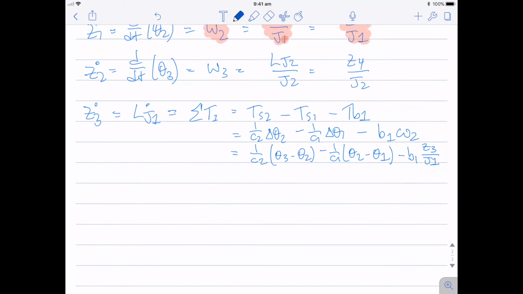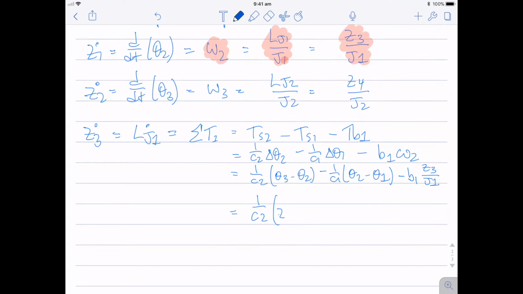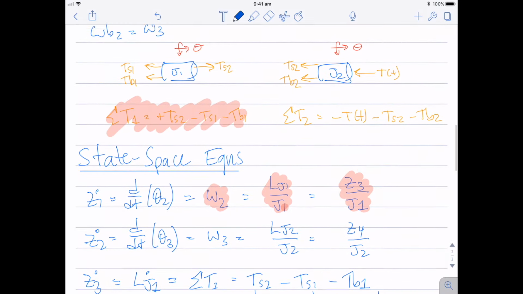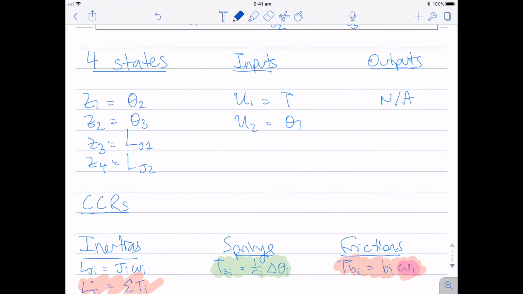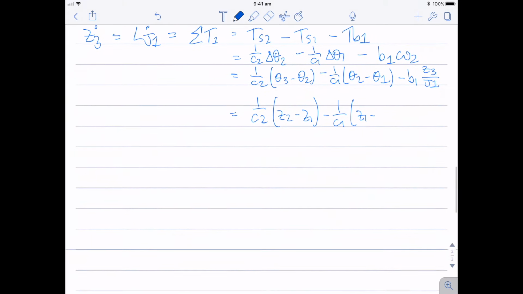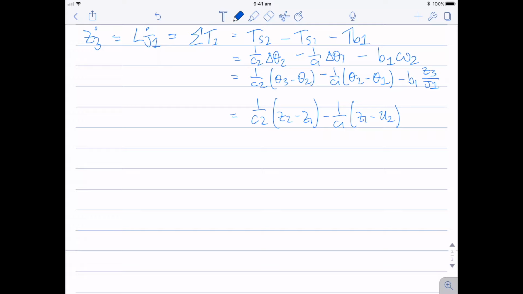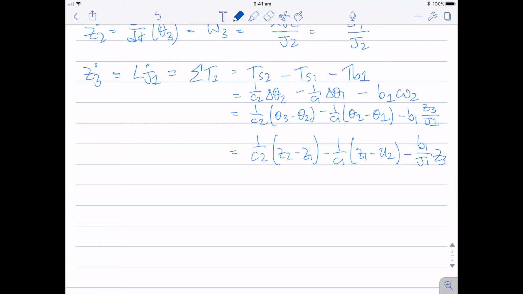A little bit more working to do. We just need to replace these with their state variables. So it's going to be 1 on C2, theta 3 minus theta 2, which is Z2 minus Z1, minus 1 on C1, theta 2 minus theta 1, which was going to be Z1 minus theta 1. Theta 1 isn't one of our states, but thankfully, I believe we chose that as an input. It was U2. Minus B1 on J1 Z3. Good start. One more to go.